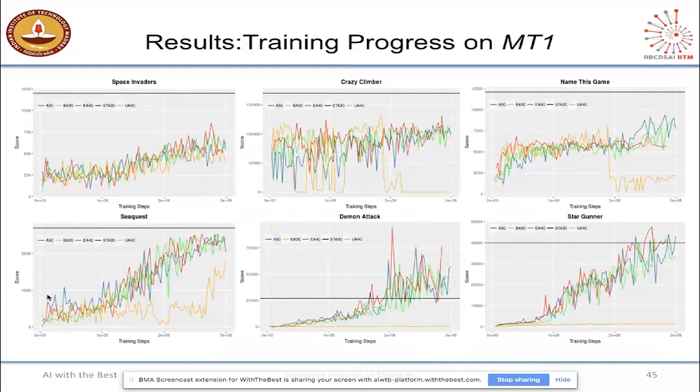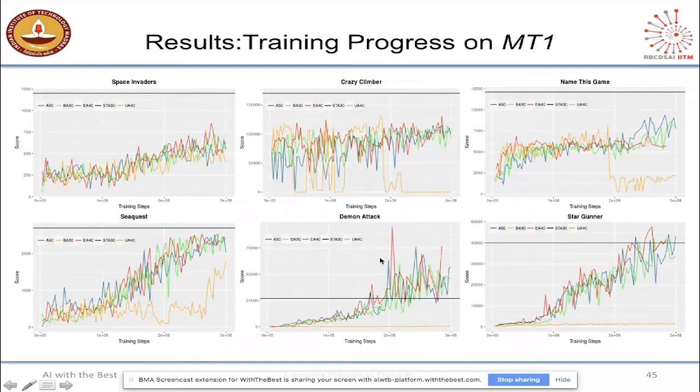But here is something that was surprising to us, right? So we looked at the training progress. Here we looked at MT1, and the black line you see is the performance that was achieved by a single game agent, right? So this is just an agent that was learned to play only Space Invaders, or this is the agent that learned to play only Seaquest, sorry. And you can see that in some of these instances, like Demon Attack and Star Gunner, the multitask learner is actually doing better than the single agent.